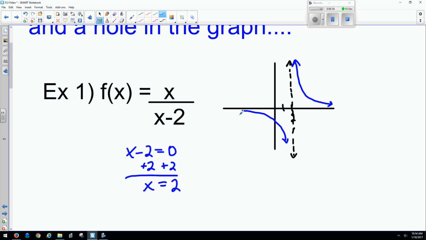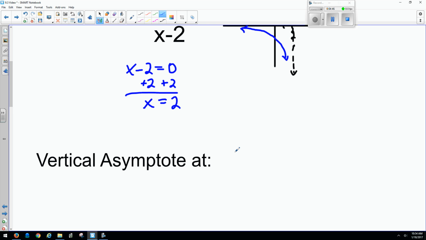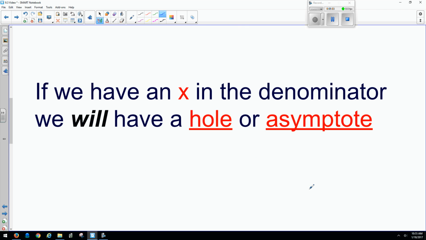And so sometimes we have a vertical asymptote when we look at the denominator. Sometimes we have a hole in the graph. So for this particular function, it's an asymptote. So we would say that the vertical asymptote is at x equals 2. However, sometimes it's a hole in the graph. And so now I want to talk a little bit about finding critical values. So if there's an x in the denominator, there will either be a hole or an asymptote somewhere in the graph.